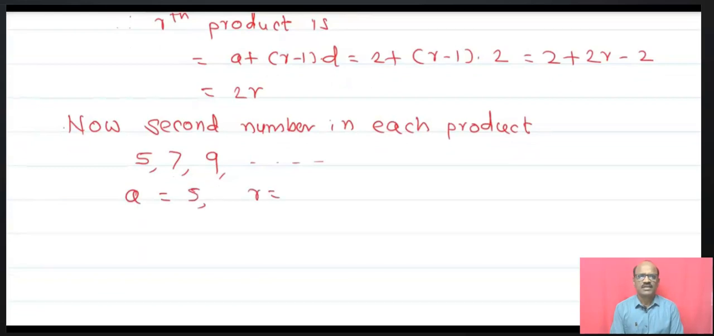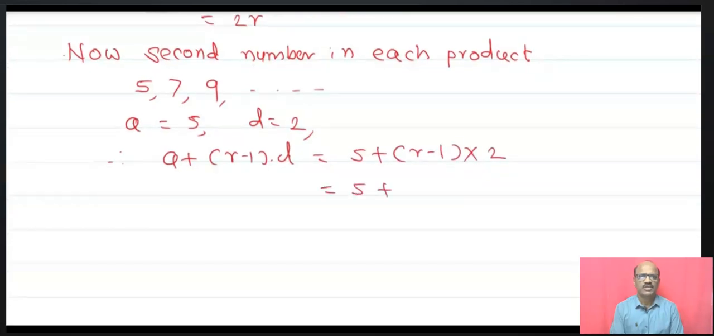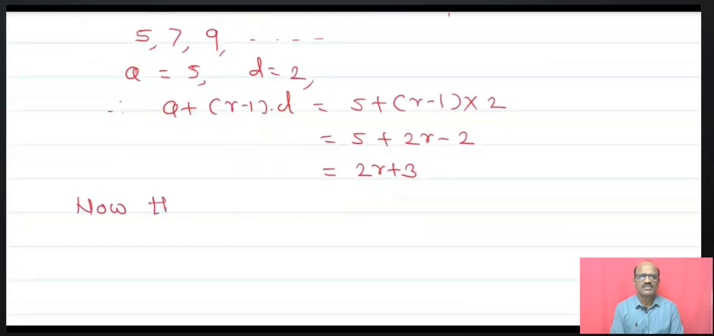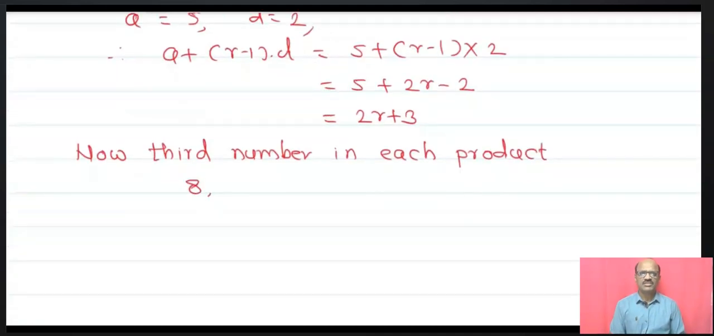Therefore, d is equal to 2, and a plus (r minus 1) into d is 5 plus (r minus 1) into 2, that is 5 plus 2r minus 2, that is 2r plus 3. This is the second term of the r-th product, 2r plus 3. The third number in each product is 8, 10, 12, like this.